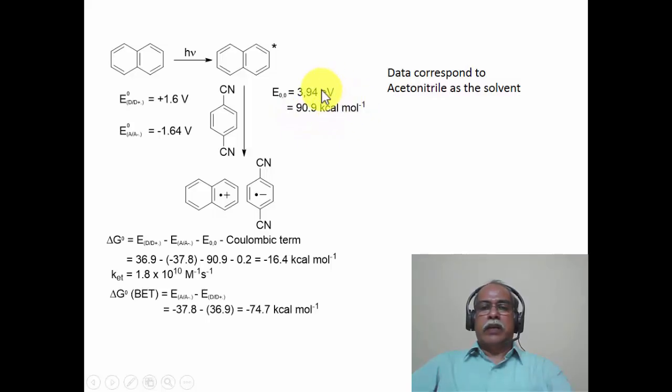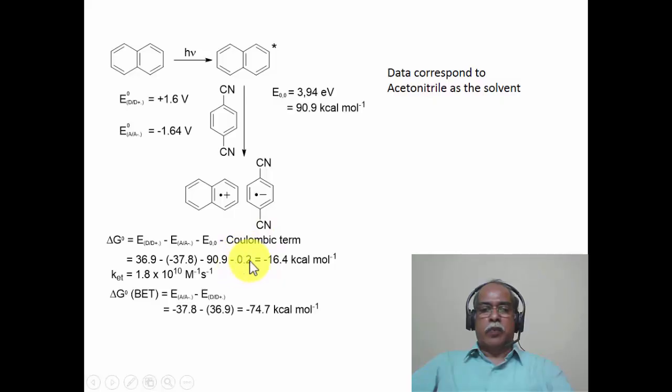This data corresponds to acetonitrile as a solvent. That is important because the overall electron transfer process in a solution phase is the oxidation potential of the donor minus the reduction potential of the acceptor minus the zero-zero energy of the excitation. And finally, because ion radicals are being produced, a Coulombic term also comes into the picture, which essentially takes care of the ionic interaction between the cation radical and anion radical that is produced here. In the case of acetonitrile, the Coulombic term is fairly small. It is about 0.2 kilocalories per mole. Now this can be converted into kilocalories per mole.